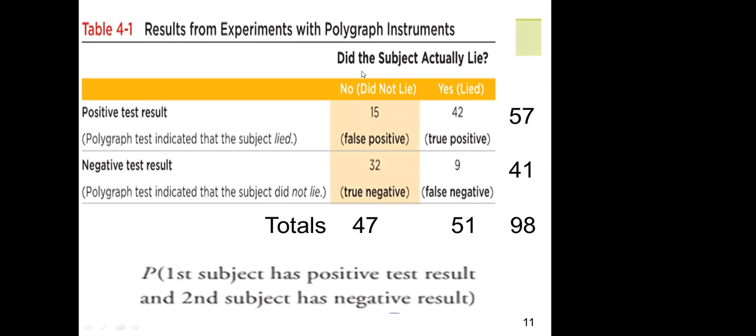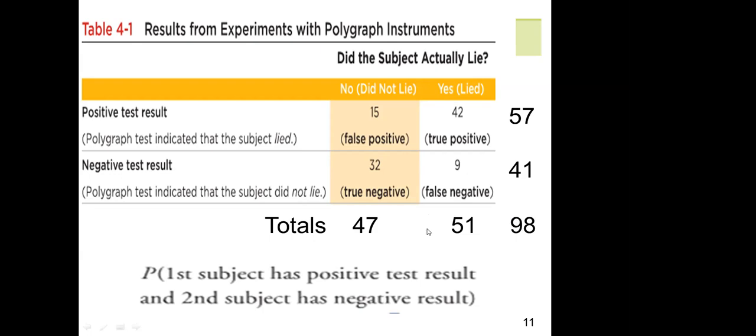Working down, these people did not lie, all right? 15 here and 32 here, for a total of 47. These people did lie, 42 here and 9, for a total of 51. The important thing is getting the total number of people because probability is figured out by favorable over total. So if you have a chart and the total's not there, make sure you do them.